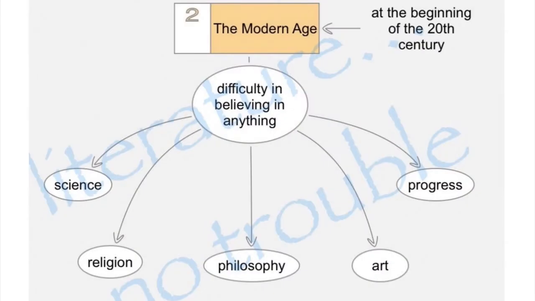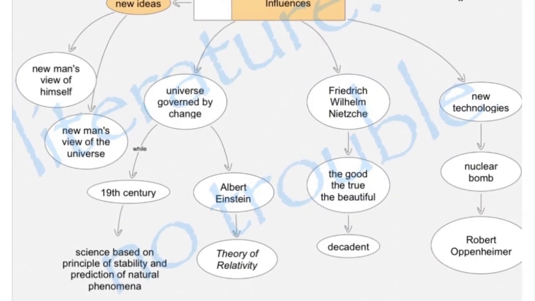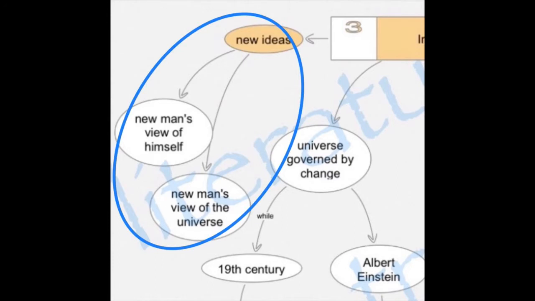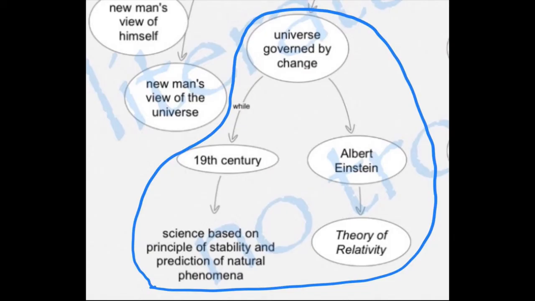The Victorian lifestyle and cultural environment persisted long after Queen Victoria's death in 1901. But around the turn of the 20th century, many individuals, including many artists, struggled to believe in anything. They no longer believed in science, religions, philosophy, art, or progress. Many ideas emerged at the beginning of the 20th century, and they all contributed to changing men's perception of themselves and the universe. People in the 19th century believed that science was founded on a concept of stability and that science could foresee natural phenomena.